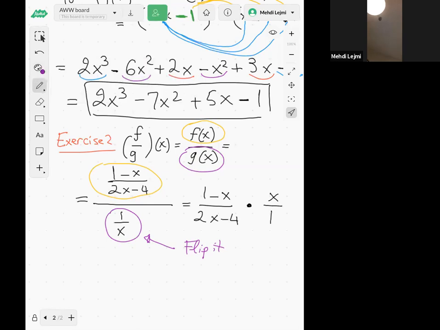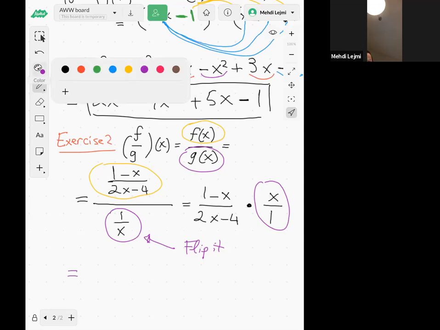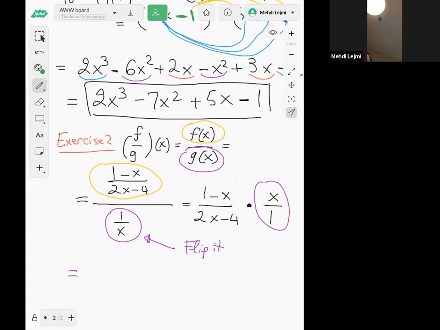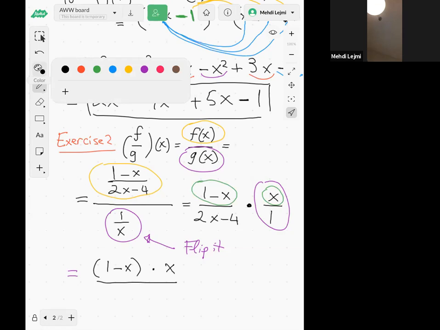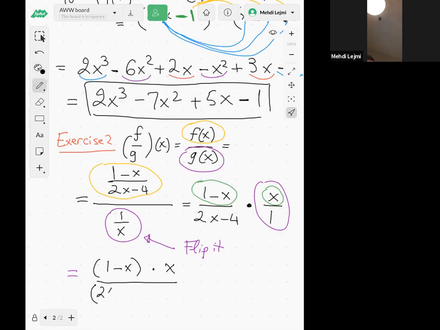This is exactly the same thing we do for fractions with numbers. When you divide two fractions, you have to flip the one in the bottom. Anyway, so now we have multiplication. When you multiply, you multiply the numerators, so this 1 minus x times this x. So this is 1 minus x times x. As you can see, I use parentheses for 1 minus x. And then the bottom, it's the same thing. I'm going to use parentheses for 2x minus 4 times 1. You just multiply straight across.